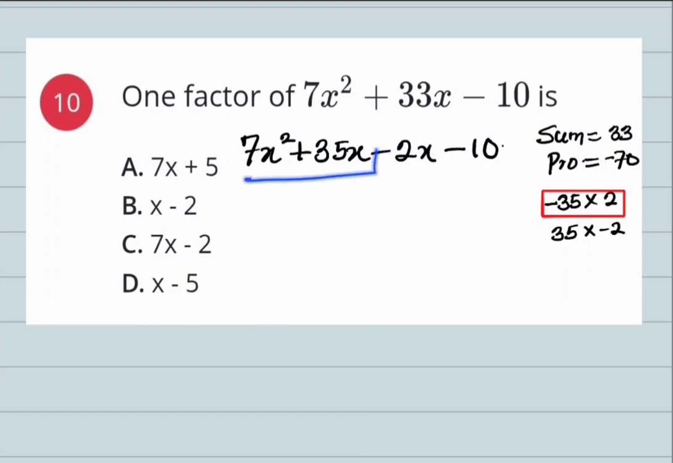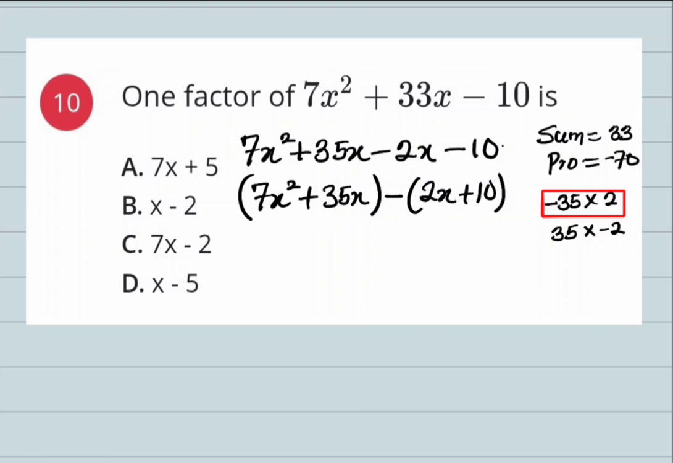So let's factorize this. We can see that 7x squared plus 35x, let's group them first. Then minus is common here: 2x plus 10. So definitely we can factor out 7x out of here. In 7x squared, we have ordinary x. Then 7x in 35x, we have 5. Then here 2 can be found in both, so we can say 2 outside. Then we have x plus 5.